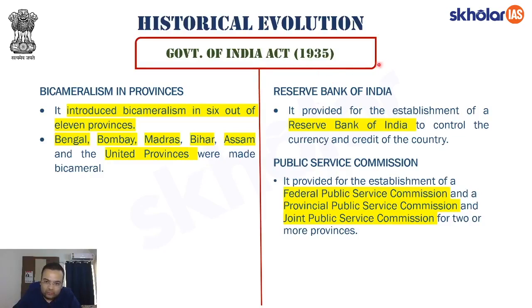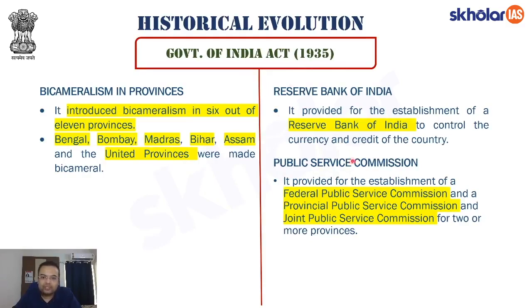Another very important point that must be kept in mind, that it was Government of India Act 1935 which gave the provision for establishment of Reserve Bank of India. This question has actually been asked in prelims on several occasions. This is a very popular question for PCS examination. This is even a very important question for your banking exam. So from all angles, please keep it in mind that it was Government of India Act 1935 which provided for establishment of Reserve Bank of India to control currency and credit of the country.